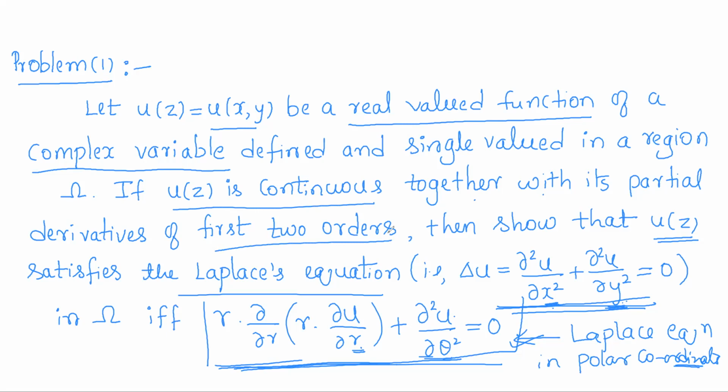With this assumption, what we have to prove is that the function u satisfies the Laplace equation if and only if it satisfies this condition. So it is an if and only if condition, and there are two parts. Assuming the Laplace equation holds, we have to prove this equation holds. And conversely, whenever this equation holds, we have to prove the Laplace equation holds. You can observe the Laplace equation is in terms of Cartesian coordinates, as I told, and this equation is in terms of r and theta.